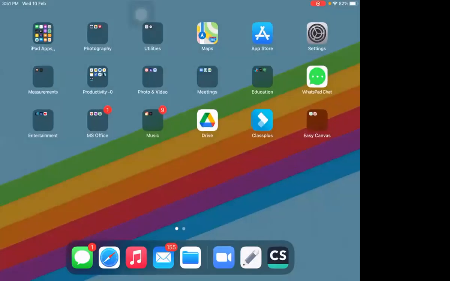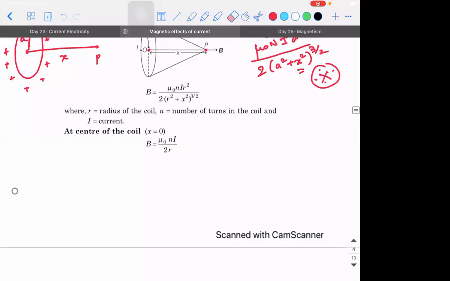1 by 4 pi epsilon naught... 1 by 2 epsilon naught into Q a by (a square plus x square) power 3 by 2. Q a by a square plus x square the whole power 3 by 2. The Q is the total charge, correct? Yes sir.